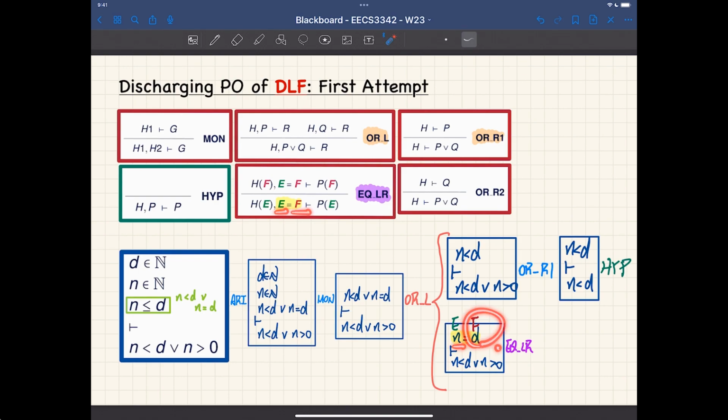Let's try. In that case, I'm going to draw just another one over here. One thing to note, according to the rule, after the replacement, E equals F should still be there. You shouldn't drop it, unless you apply monotonicity again. So we still have N equals D over here. Now let's do some rehearsal. N here should be replaced by D. N here should be replaced by D. Let's write it down. So D less than D, or D larger than 0.